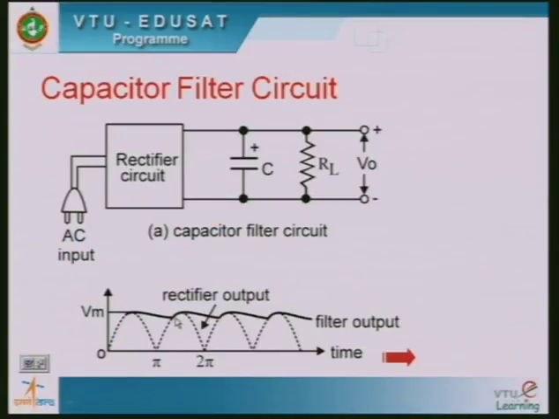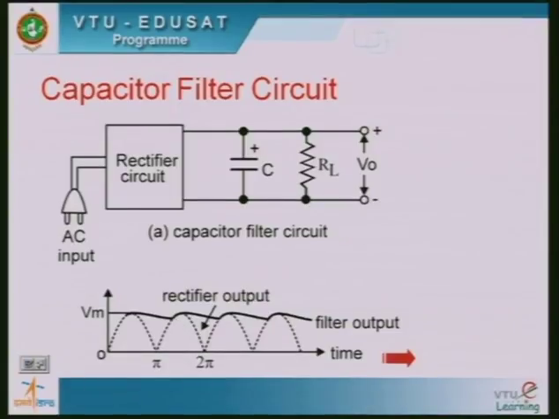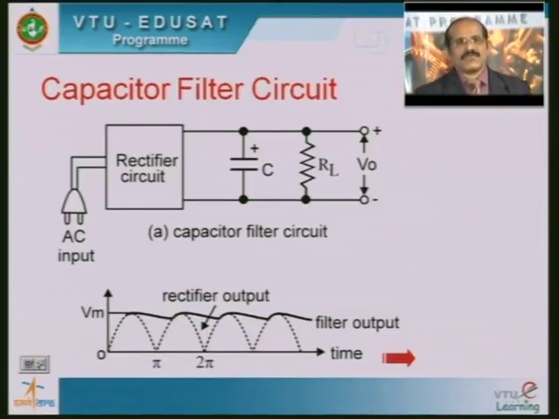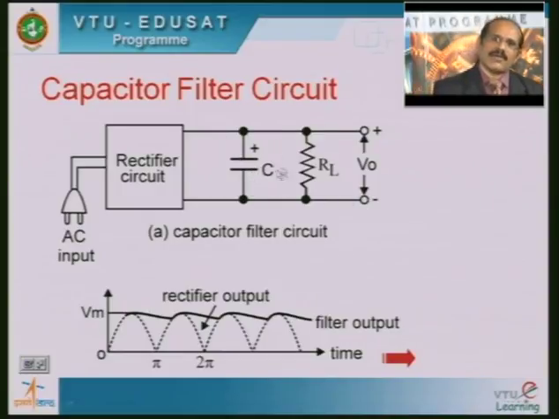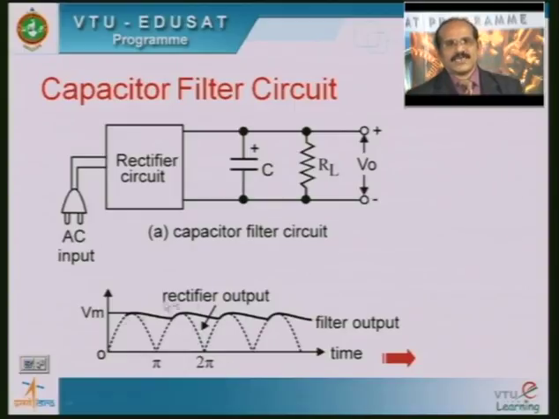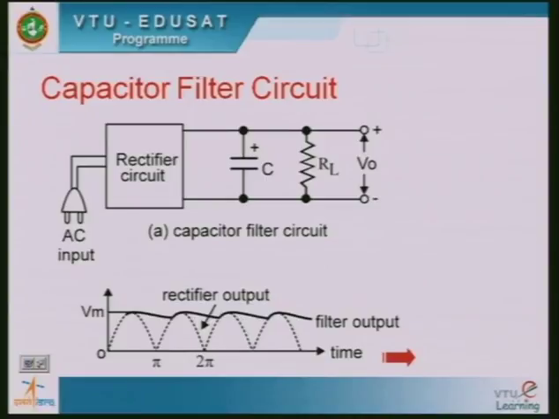Now let us see a capacitor filter circuit. It consists of a rectifier, and at the output of this rectifier we have a capacitor, and in parallel with the capacitor we have a load resistance. This is the output voltage. Now let us draw this and analyze, then we will come to know how this particular filter operates.